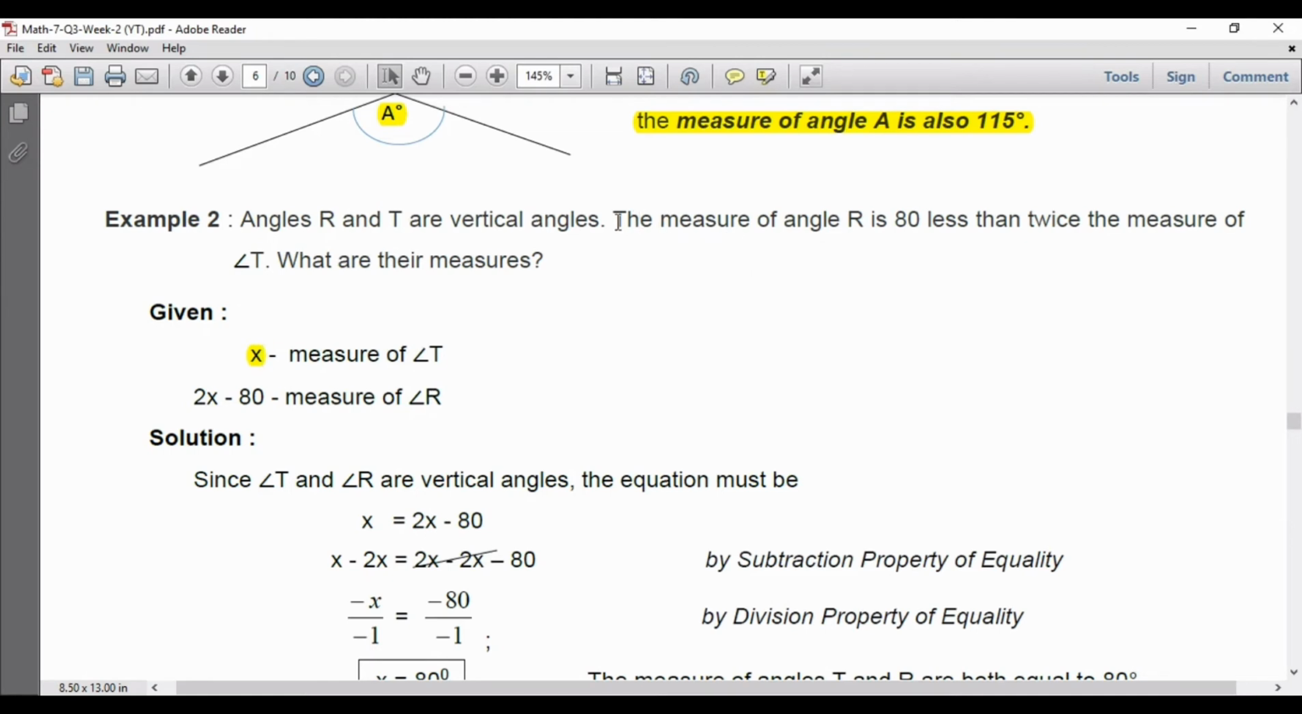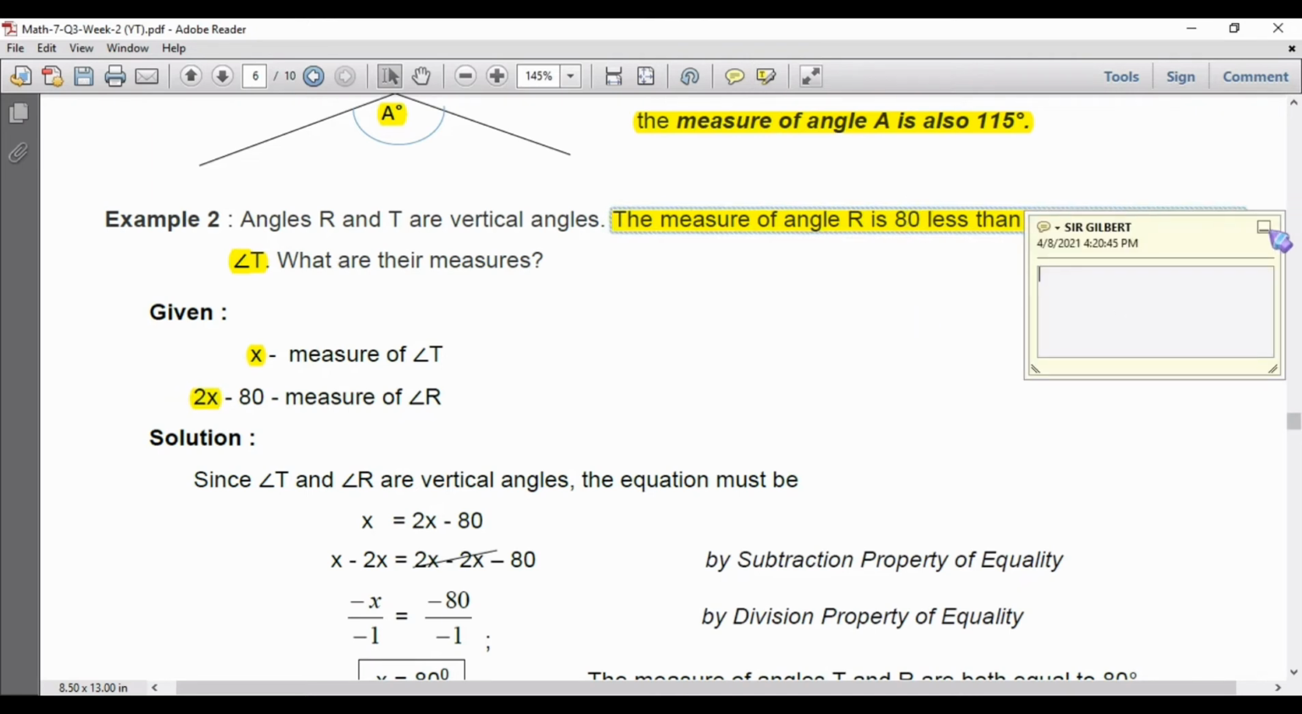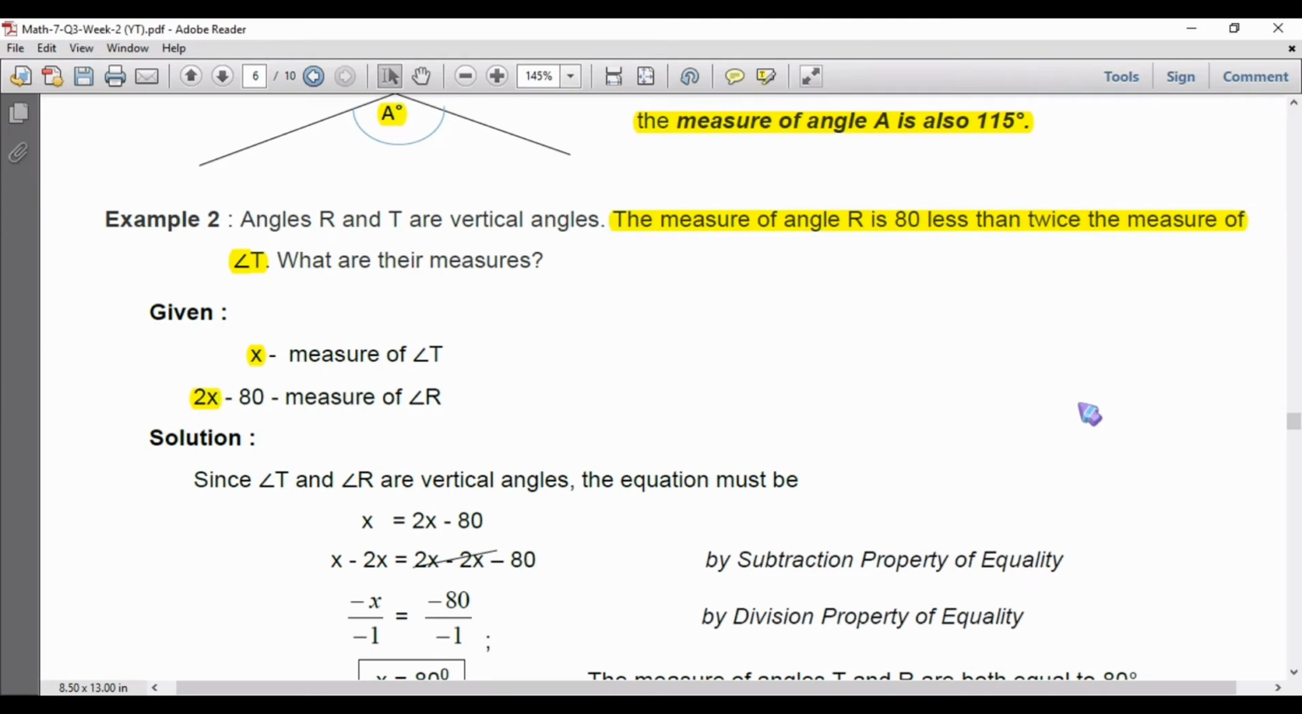Going back: the measure of angle R is 80 less than twice the measure of angle T. What do you mean by twice? It means 2 times the measure of angle T. Since the measure of angle T is X, twice of that is represented as 2X. And 80 less means lower by 80, so we use a subtraction sign. So 2X minus 80 will be the measure of angle R.